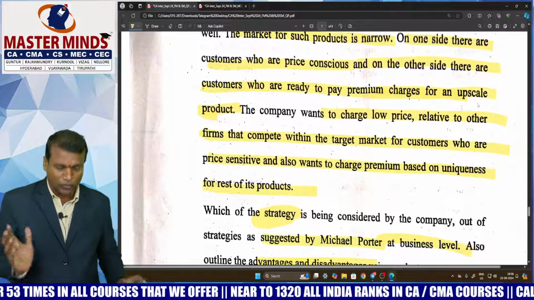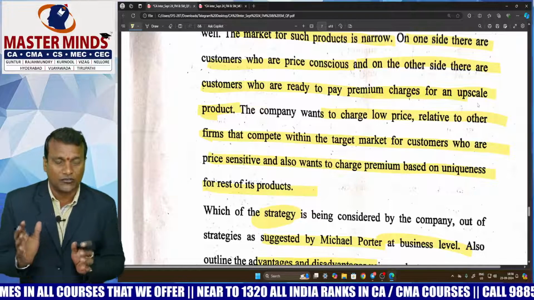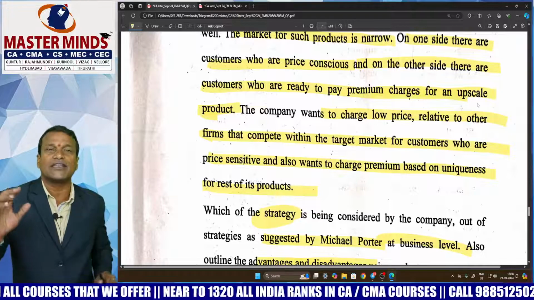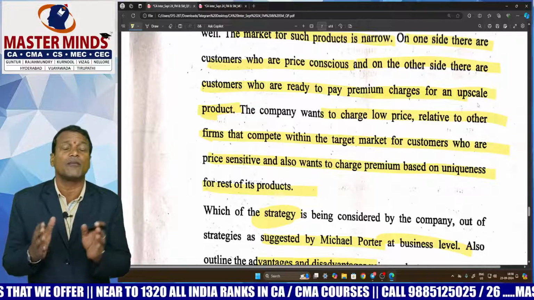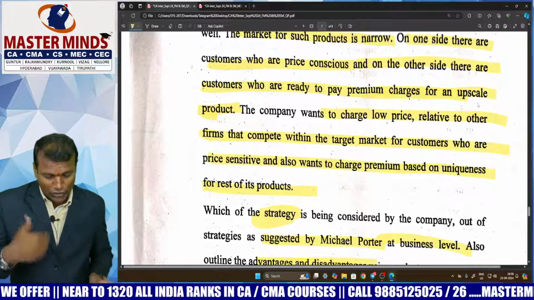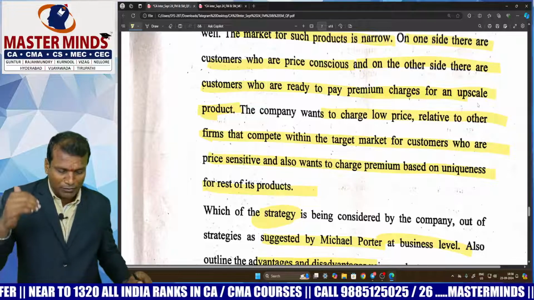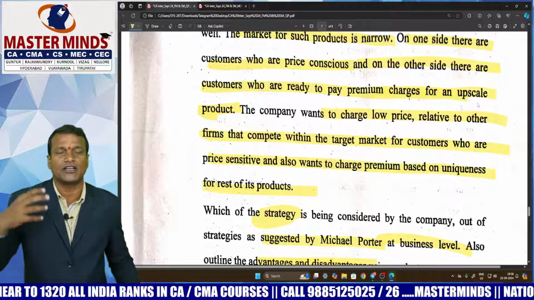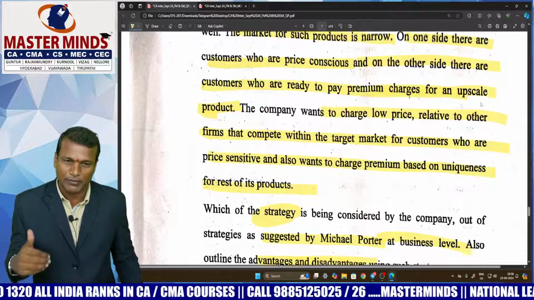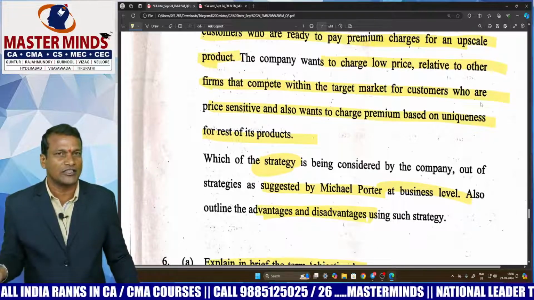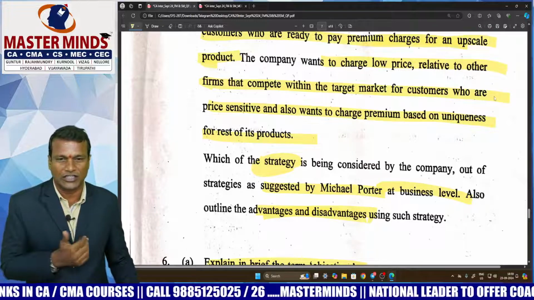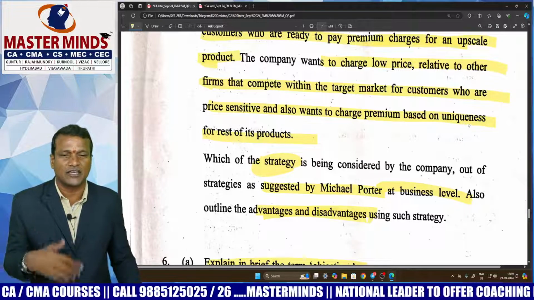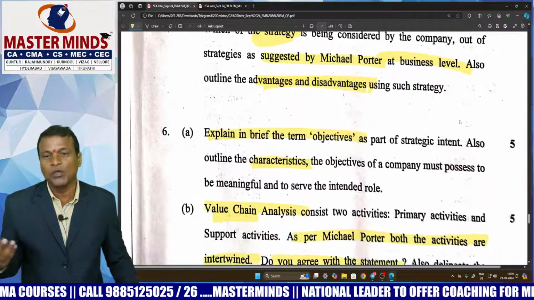Means the company wants to charge low price. What is the idea of the company? The company wants to charge low price relative to other firms that compete within the same market. He's talking about focus cost leadership strategy, and on the other side he wants to charge premium prices based on uniqueness for the rest of the products offered by the company. Means he's talking about focus strategies. 2 types of focus strategies are there: focus cost leadership and focus differentiation. You can write the advantages and disadvantages of focus strategies now.